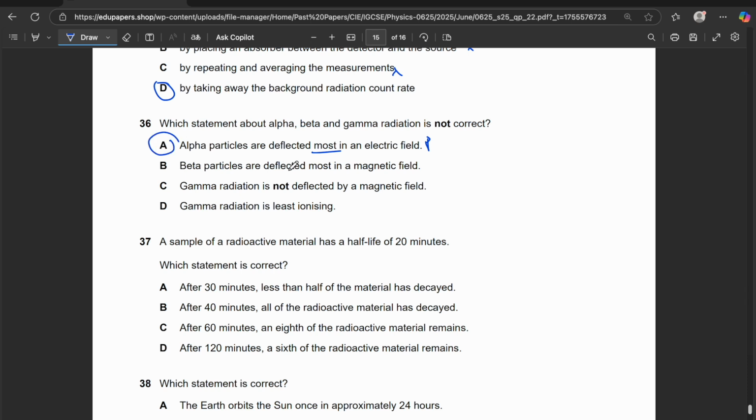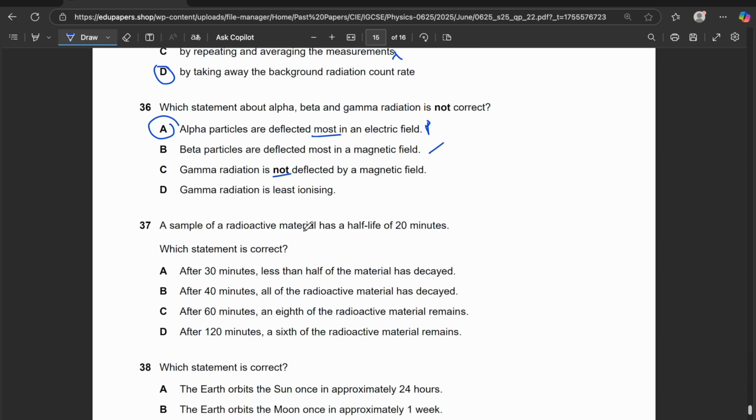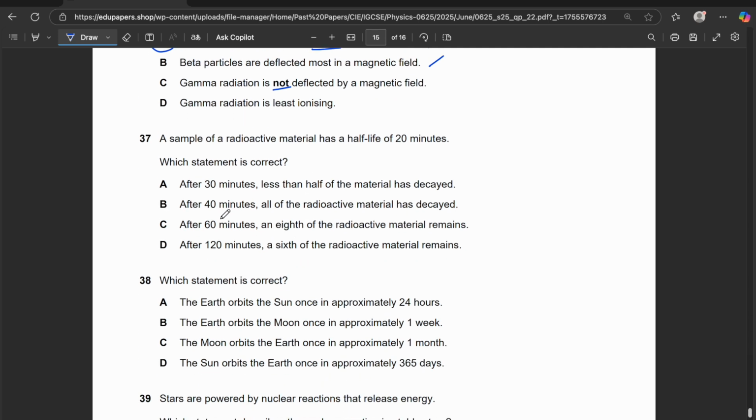B. Beta particles are deflected most in a magnetic field. This is true. Gamma radiation is not deflected, because it doesn't have mass. D. Gamma radiation is least ionizing. Gamma radiation is not at all ionizing, so that doesn't really count.